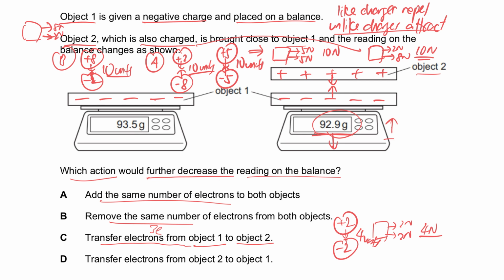Let's look at the last option where you're going to transfer electrons from object 2 to object 1 instead. Same thing, I'm going to treat it as 3 electrons. From object 2, you're going to remove electrons, so this will make it even more positively charged. So there will be a +8 here, and then transferred down to object 1, so basically that will be a -8.